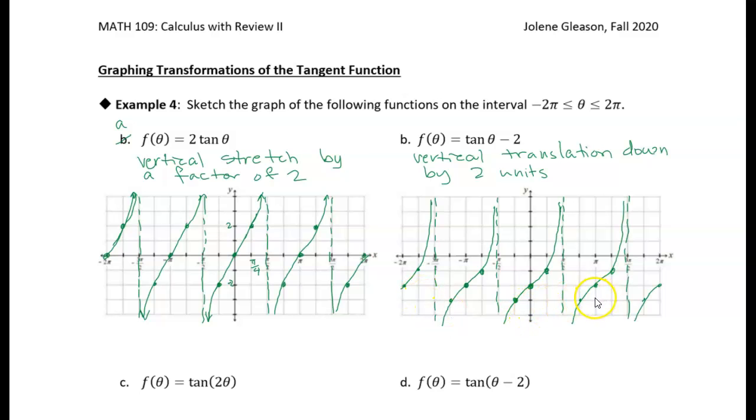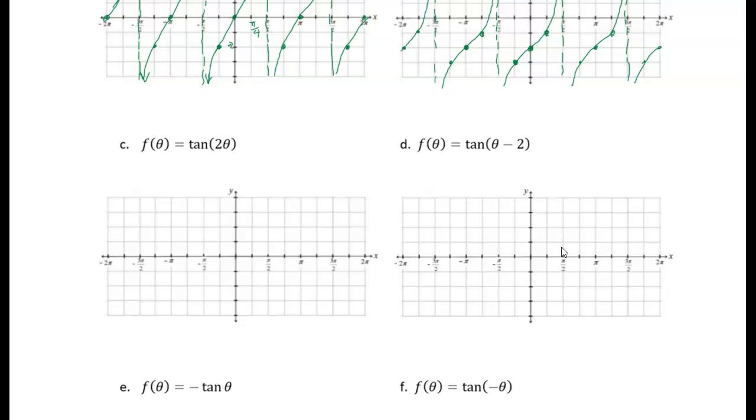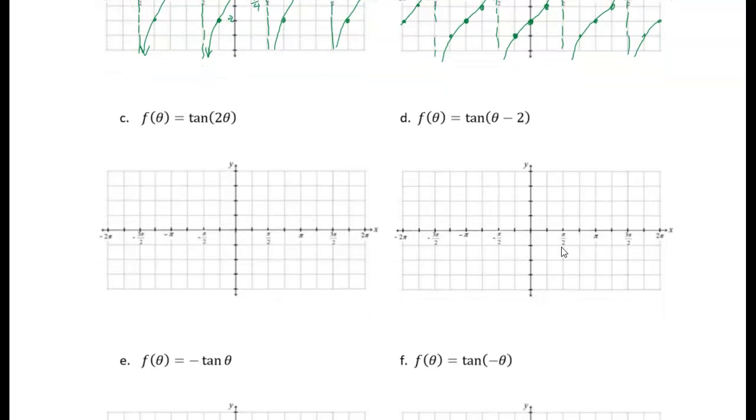Okay, so that's the tangent function translated down by 2 units. Now let's take a look at these next 2. In these cases, we've got some transformations going on.